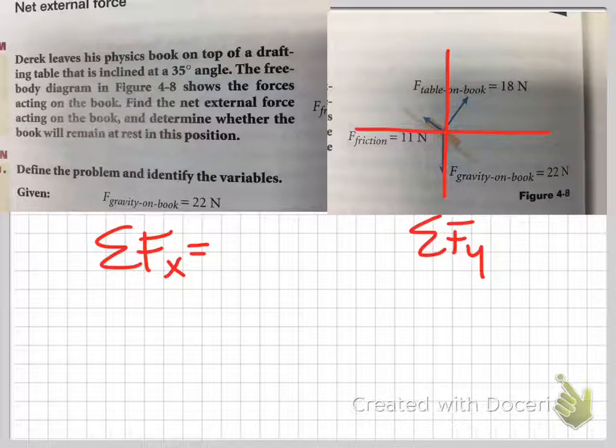Both the force of friction, which runs along the plane of the table, and the force of the table on the book, which is directly perpendicular to the table. We'll talk more about normal force when we get there. We can do this weird thing with slopes where we shift the axis like that, and guess what? Now we only have to resolve one force.